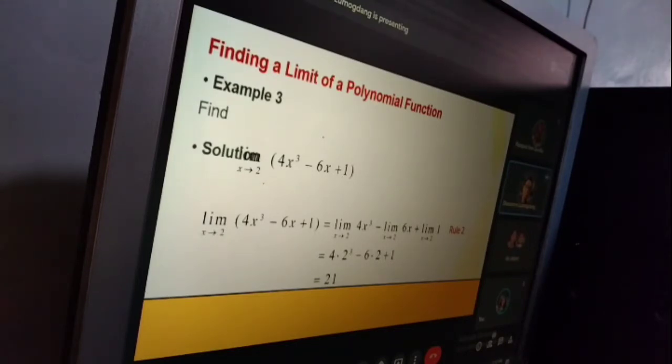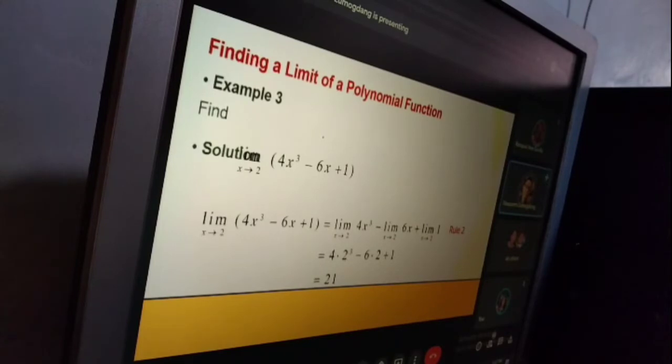Okay, so dito, hiniwalay lang natin. Ito yung 4x cubed. Ito yung minus 6x. Ito yung plus 1. So, kinopya lang natin do. As x approaches 2, nilalagyan natin yan. Okay? So, wala na siguro kayong problema dyan. Then, the limit of 4x cubed as x approaches 2, nilabas lang natin yung 4, no? X cubed. X is 2, so 2 cubed minus 6 times, as x approaches 2, 6 times 2, plus the limit of 1 is 1.